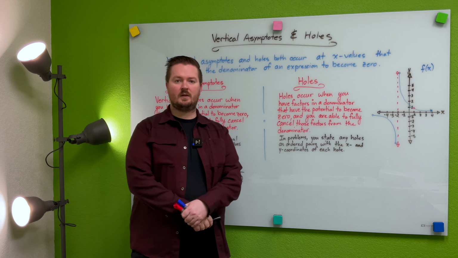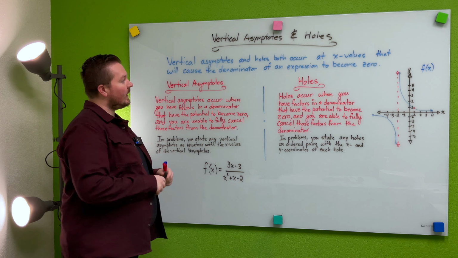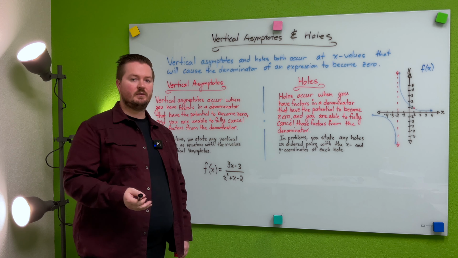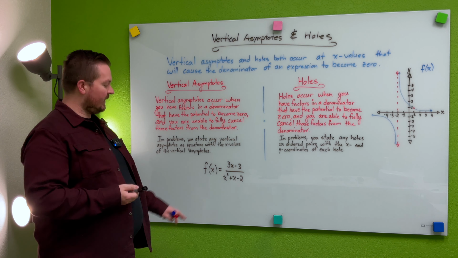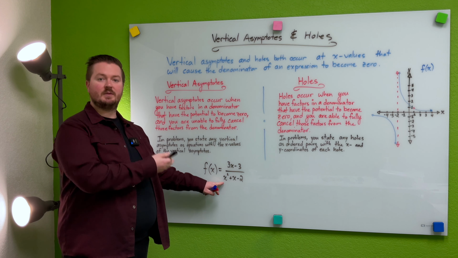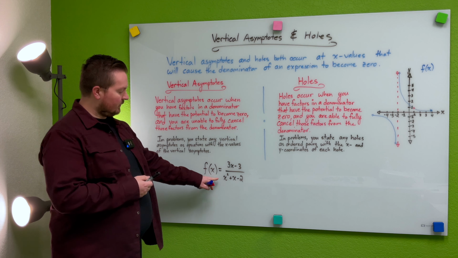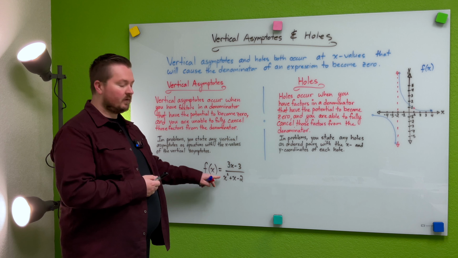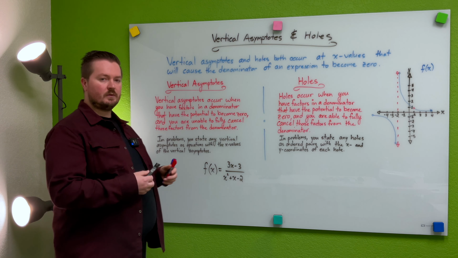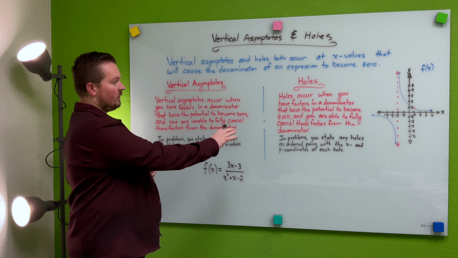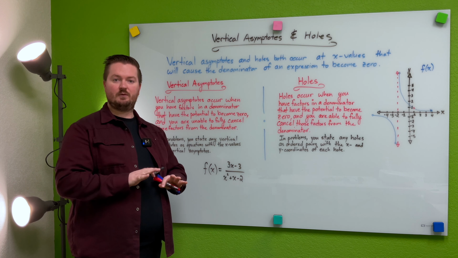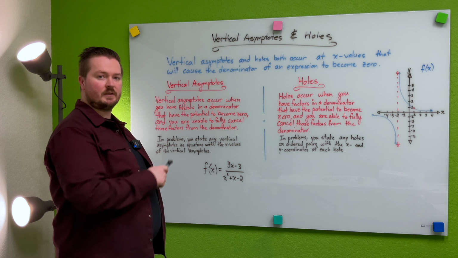Today I want to talk to you about vertical asymptotes and holes. So, vertical asymptotes and holes both occur at x values that would cause the denominator of a rational function or an expression to become 0. So, the denominator is the part of this function that could be problematic. Before we get into asymptotes or holes any further, let's figure out what x values we have to avoid plugging into this function.